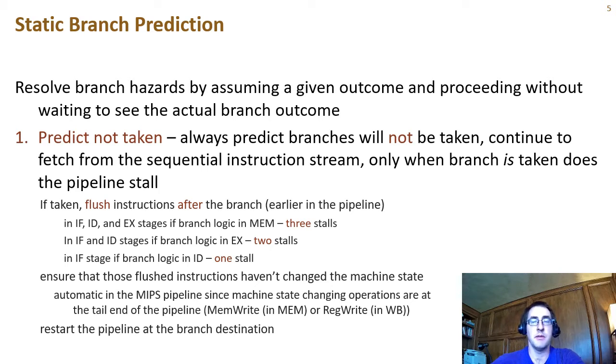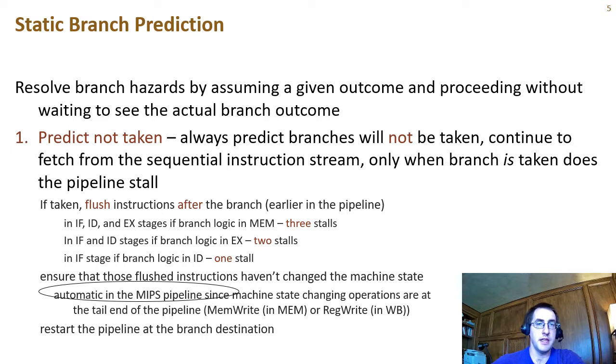So in this scheme, if the branch is taken, we flush the instructions that occur after the branch in the program, and therefore they're earlier in the pipeline. So when the branch decision is in the decode stage, then this causes a single cycle stall penalty or squash penalty for the taken branches. So like I said, this is automatically done in the MIPS pipeline.